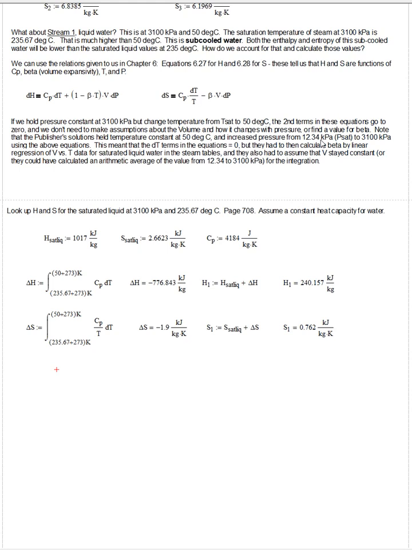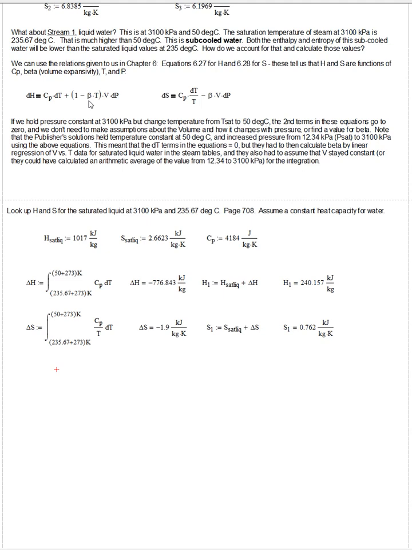And then they say, okay, let's take this temperature, hold it constant, and go from this pressure to 3100 kilopascals. So they hold the temperature constant, which means the dT term in these equations goes to 0. And now they have to integrate the right term in both of these equations. There's nothing wrong with doing that. The problem is that you are going to have to calculate a beta value, the volume expansivity of liquid water. And of course, you're going to have to assume that's constant. So you can do that.